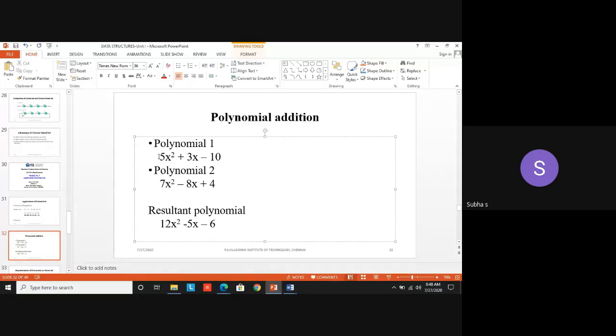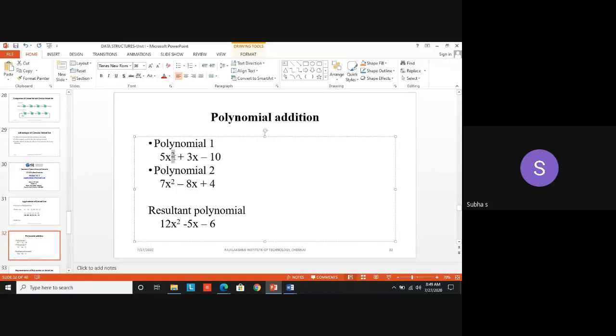In mathematics, you come across these polynomial equations regularly. I hope there is no doubt in how to define a polynomial. Poly means many monomial equations connected together. For example, I have one polynomial 5x square plus 3x minus 10 and another polynomial 7x square minus 8x plus 4. How can you do polynomial addition in general? First, you have to compare the first element of polynomial 1 with the first element of polynomial 2. You have to check the power. No need to check the coefficient. You have to check the power or the exponent.